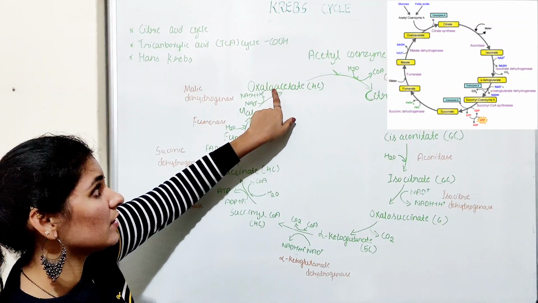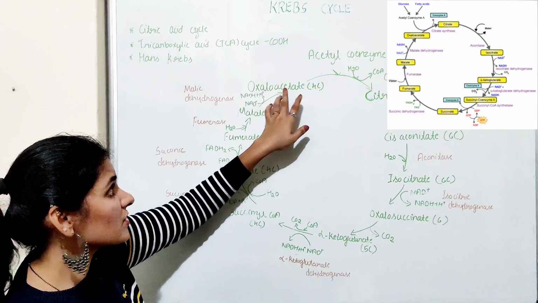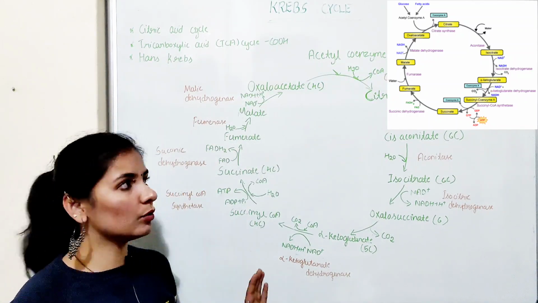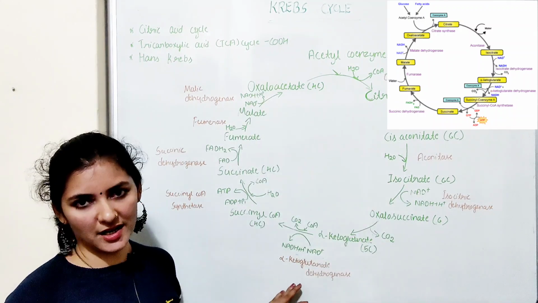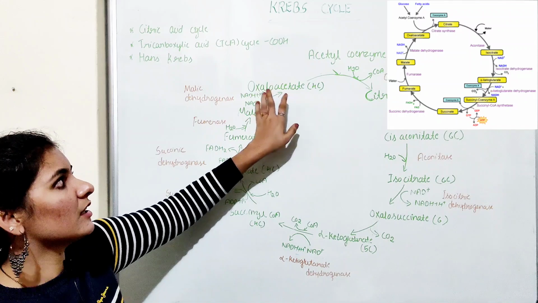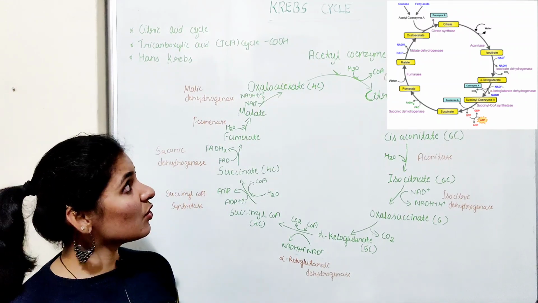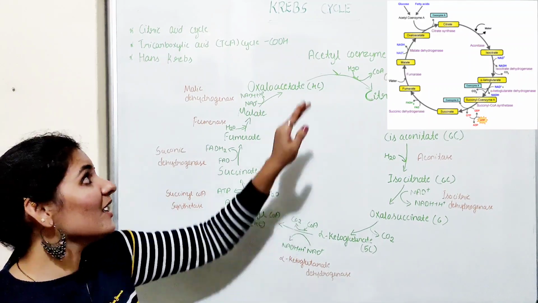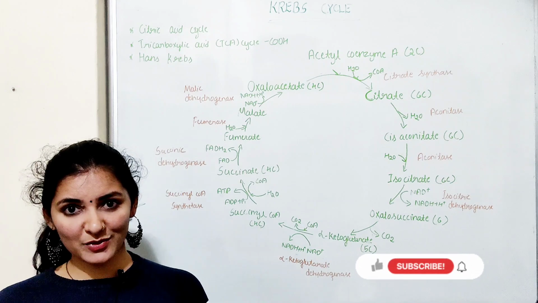So this oxaloacetate is ultimately cycled back. Later this oxaloacetate will combine with another acetyl coenzyme A molecule to repeat the Krebs cycle, or citric acid cycle. So ultimately at the end of the Krebs cycle, oxaloacetate is cycled back. So that is all about the different steps and the enzymes involved in the Krebs cycle, or citric acid cycle. I hope this video will be useful.